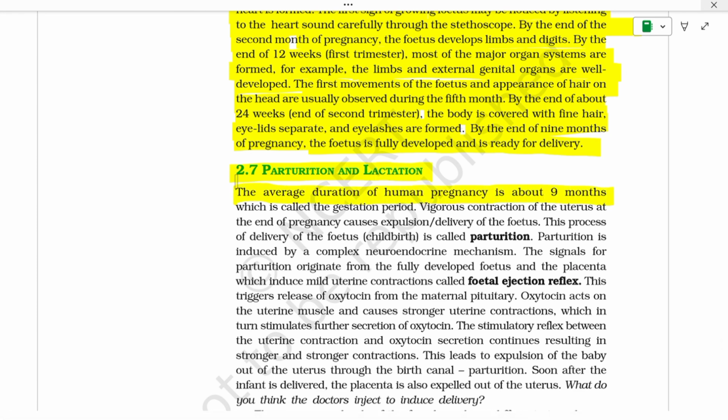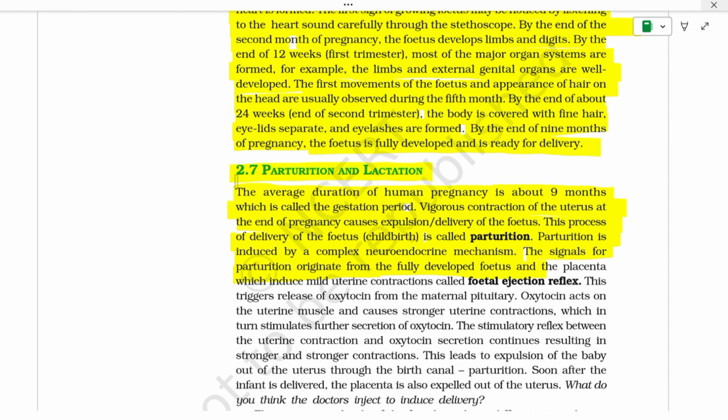2.7 Parturition and lactation. The average duration of human pregnancy is about 9 months, which is called the gestation period. Vigorous contraction of the uterus at the end of pregnancy causes expulsion, delivery, of the fetus. This process of delivery of the fetus, childbirth, is called parturition. Parturition is induced by a complex neuroendocrine mechanism.